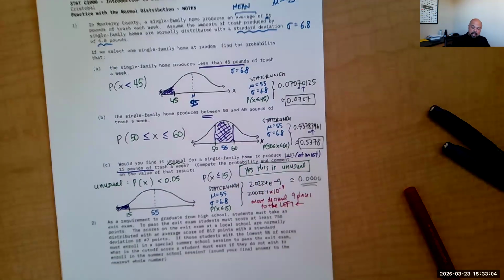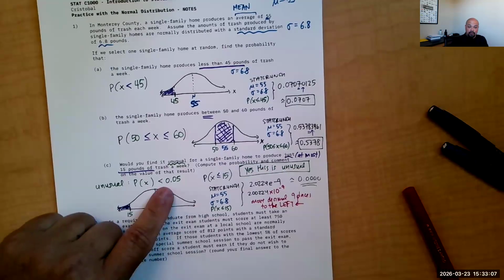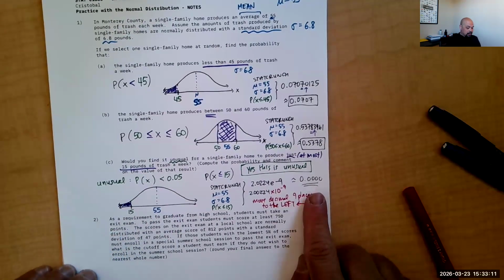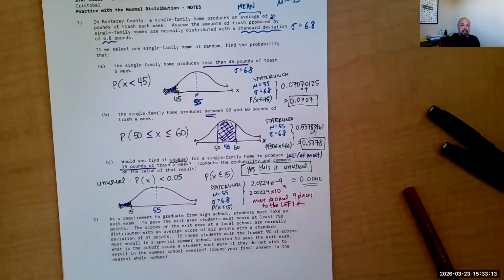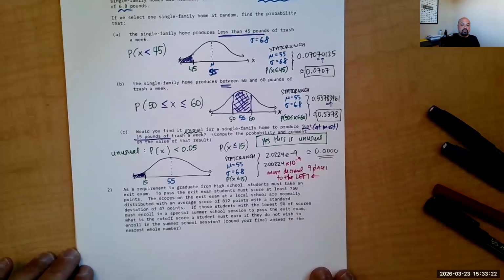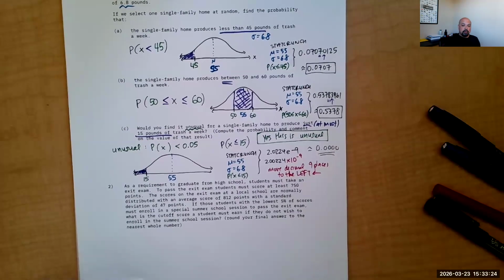Okay? Meaning the probability less than 0.05, for sure it'd be very strange for us to get a result, this home that produces less than 15 pounds of trash. Not impossible per se, right? There's always that possibility of getting one person that does that. But in general, for our population, that would be unusual.